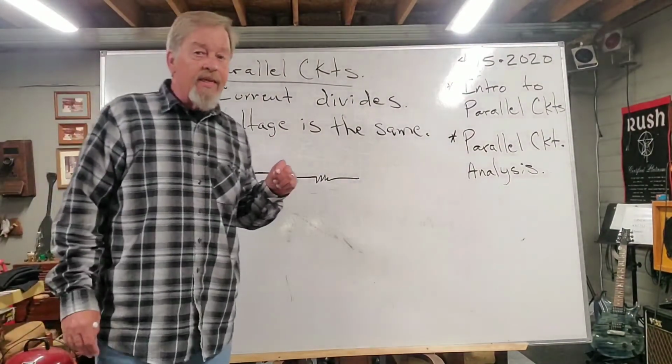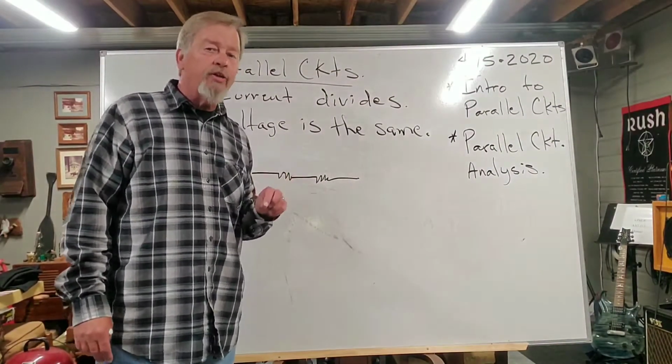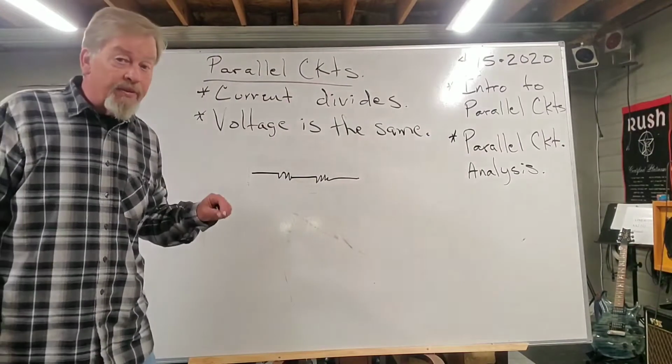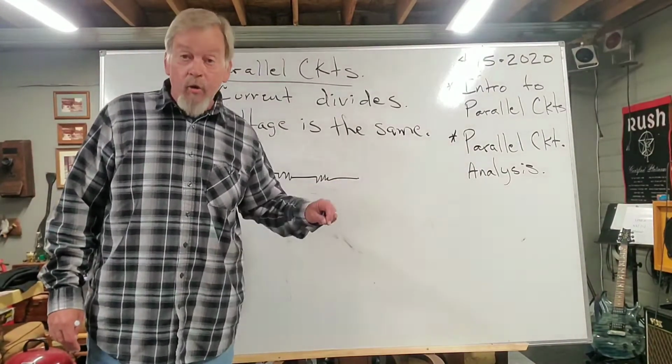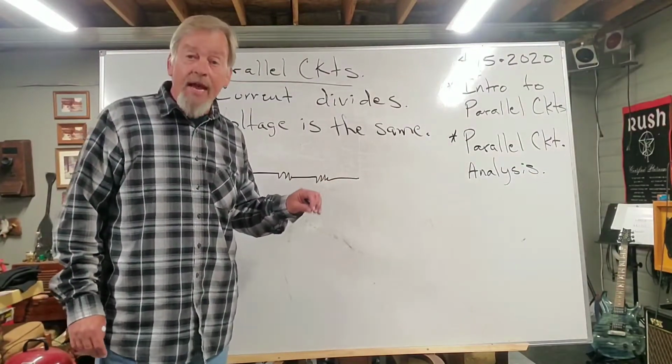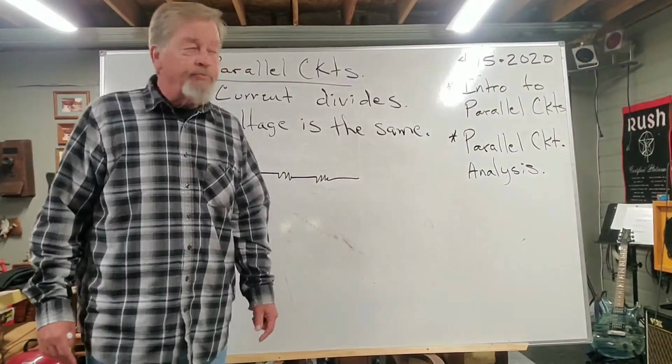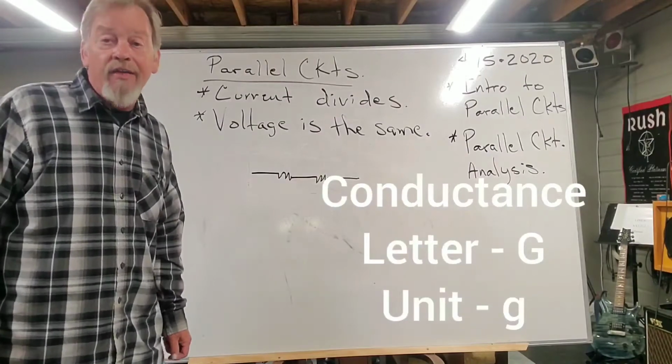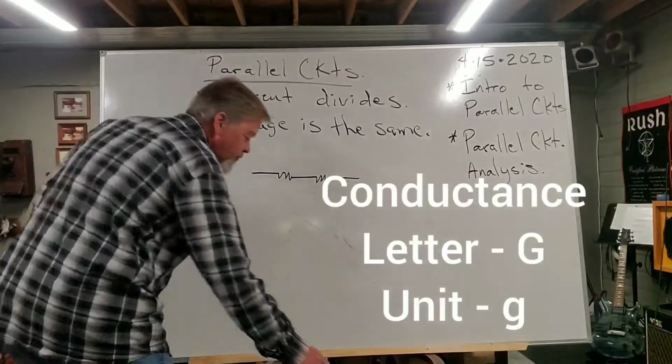Now, resistance is the ability to oppose current, the opposition to current flow. Well, we're not putting more opposition. We're actually adding more ability to allow current by adding extra paths. We're adding the ability to allow current. And believe it or not, they have a name for this ability to allow current. The ability to allow current is called conductivity or conductance. Conductance.